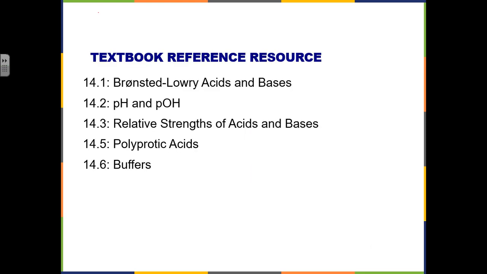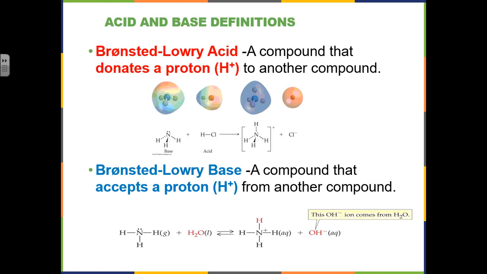So let's get started. We're going to talk about the definition of an acid and base, and we're going to look at how to identify them, because there are varied definitions of it. We'll look at pH and pOH. We'll talk about the relative strength of acids and bases, and we'll talk about protic acids. And finally, we'll culminate everything by talking about these things called buffers.